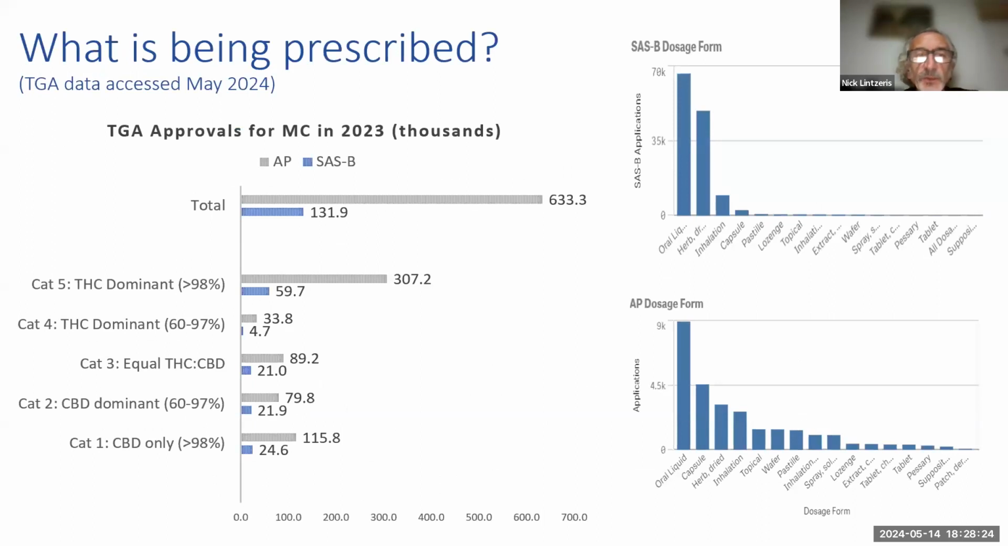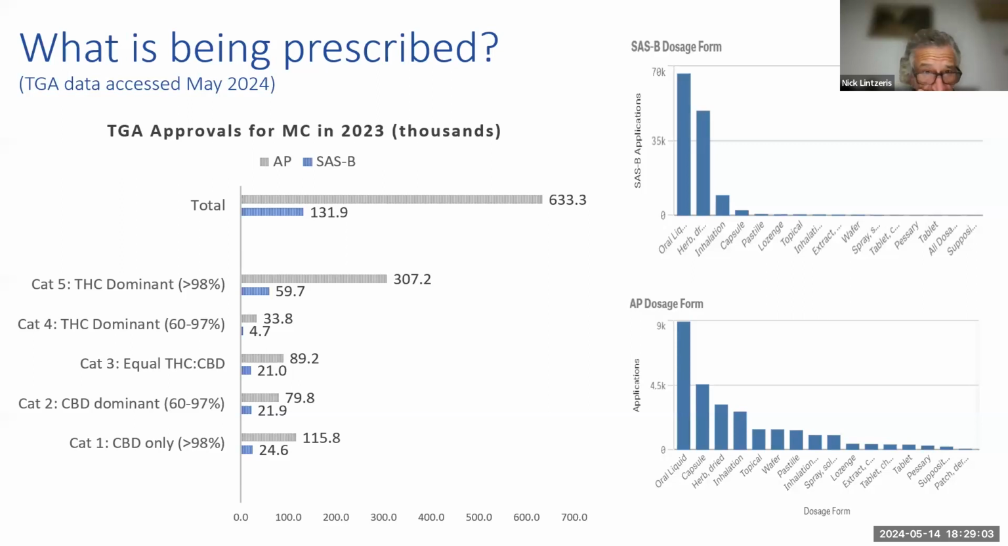Okay, so what's being prescribed? When you apply for a SAS-B, or if you're an authorised prescriber, you have to notify the TGA of the category of medication that you're intending to prescribe. You can see there are 5 categories, as I said before. THC only is category 5. THC dominant is 60 to 97% THC, and the remainder is CBD. Category 3 is about equal parts, CBD dominant is category 2, and then CBD only is category 1.